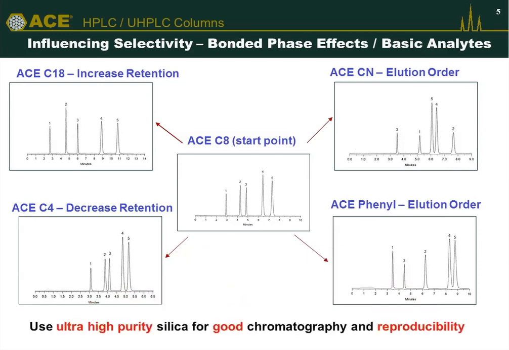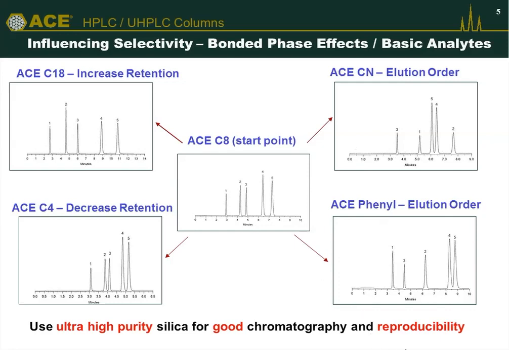Now, the phases that are on the screen at the moment are based on a very pure silica. The ACE silica is a very high-quality silica. And the principal contaminant that you get in many silicas are metal ions, particularly older style silicas. Now, these metal ions are not good for chromatographers as they give you detrimental secondary interactions. And you will see this in your chromatogram as peak tailing. Peak tailing isn't helpful for the chromatographer because it makes it more difficult to integrate those peaks, and it's also not as good for reproducibility.